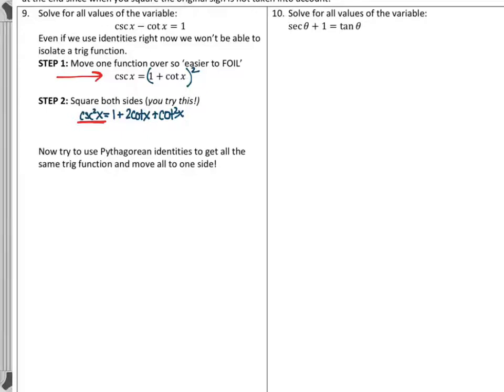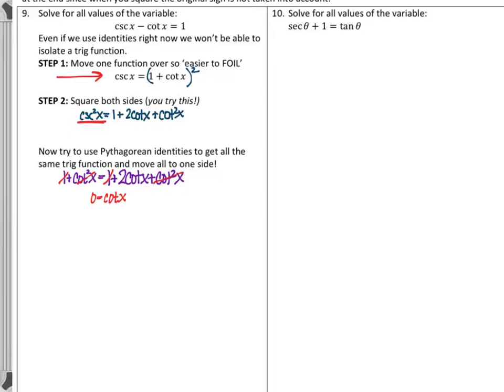So I'm going to rewrite this guy and go below this writing here. So cosecant squared will be 1 plus cotangent squared. And then I'll have the same thing on the other side here. And now I can simplify, move everything over, my 1's cancel, my cotangents cancel. So not a lot going on with this. And at the end, we'll get 0 equals 2 cotangent x, or just cotangent x equals 0.